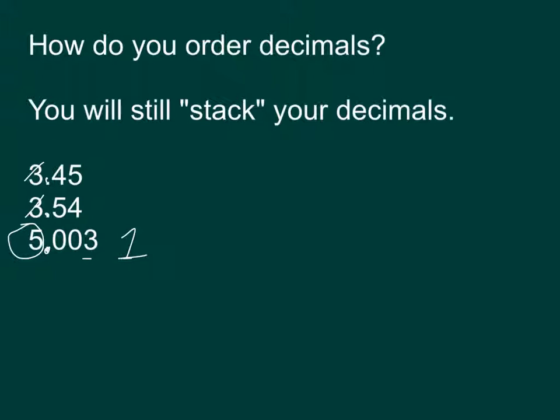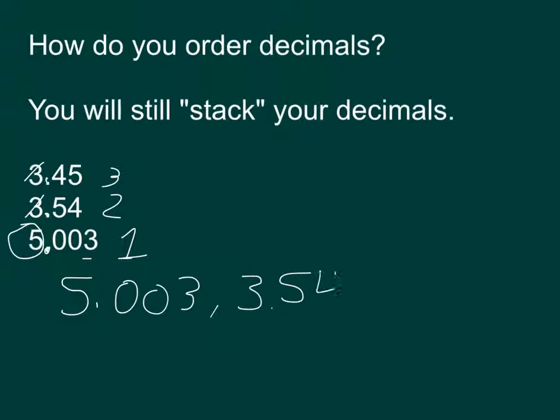There's our decimal. Now, which is bigger, 4 or 5? Well, obviously the 5 is bigger. And then finally, this comes in third place. So if I ask you to list these now from least to greatest or greatest to least, you now know how to do that. So let's say we're going to do it from greatest to least, we're going to list them this way: 5 and 3 thousandths, 3 and 54 hundredths, and then finally 3 and 45 hundredths.